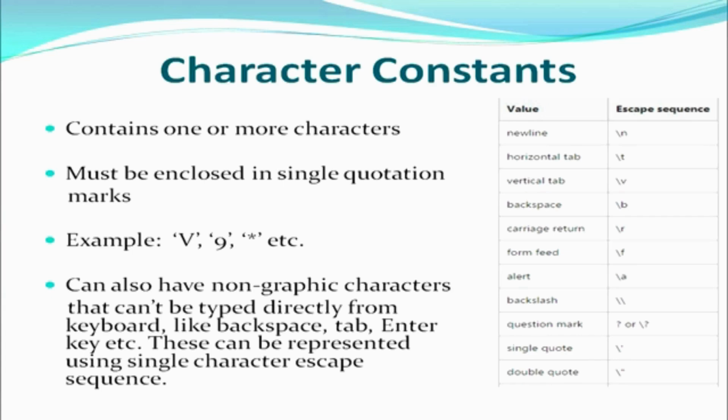All these non-graphic characters are represented by escape sequences. The table here shows escape sequences for some of the character constants. If you want to use them in the program, say you want to use a backspace, you have to give \b. You cannot press a backspace key in the program, it is not possible. But if you want to show the effect of the backspace key in the output, then you will use a \b. You want to show a carriage return, \r, and so on. So, these are white space or non-graphic characters which are used in the program by using escape sequences.